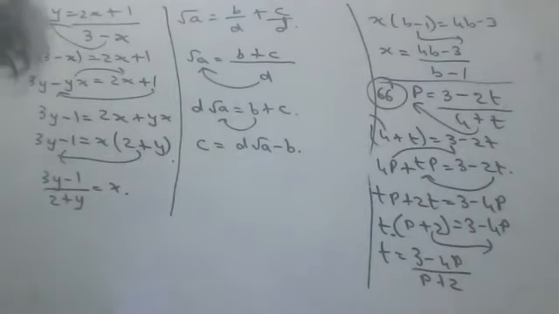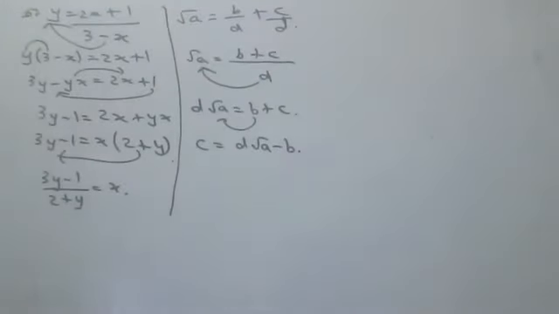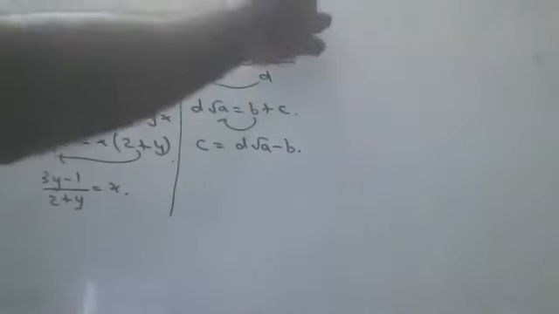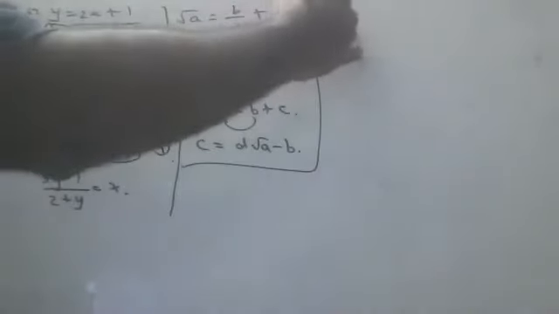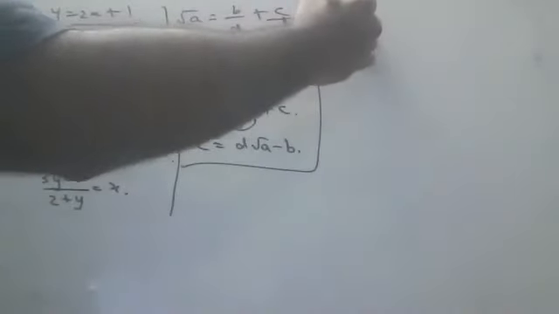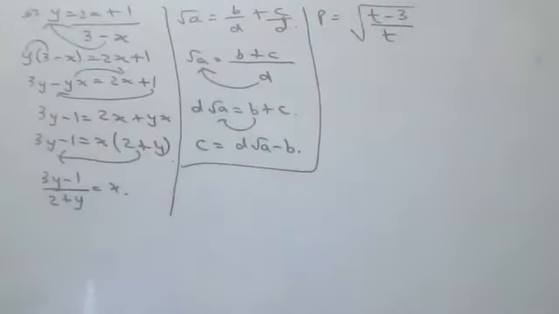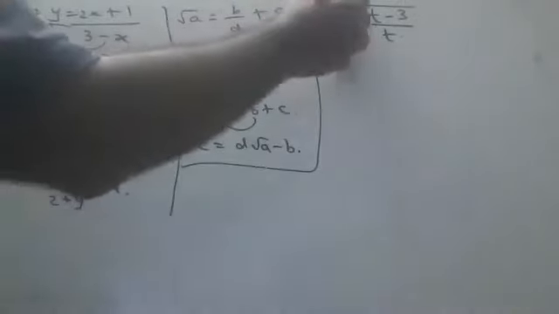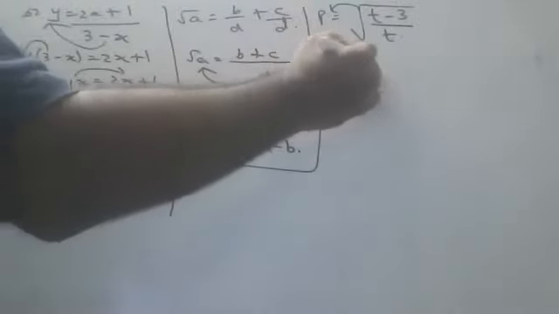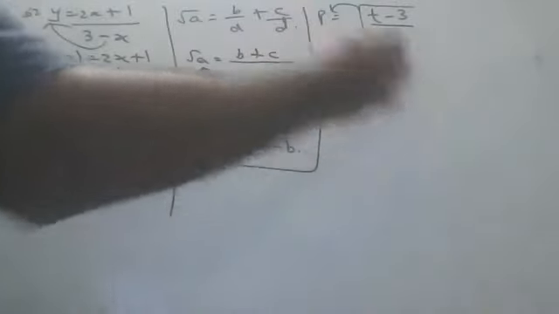Next sum. I want to make T the subject, children. Anyone wants to give a try? Vedant, tell me. P is equal to root of T minus 3 by T. T is the subject. Square both sides: P square is equal to T minus 3 by T.